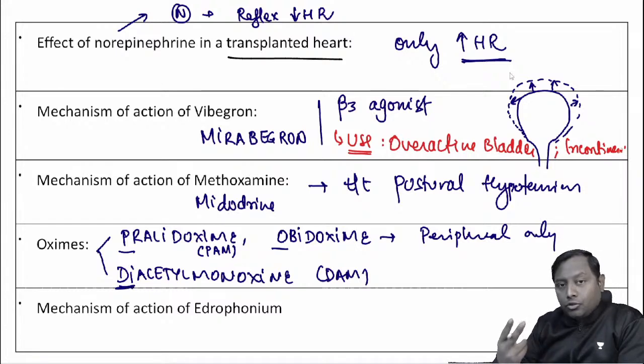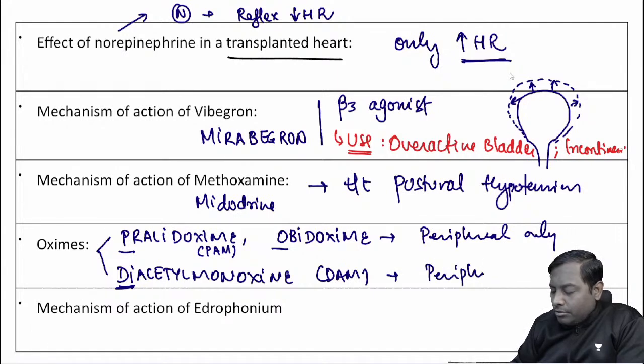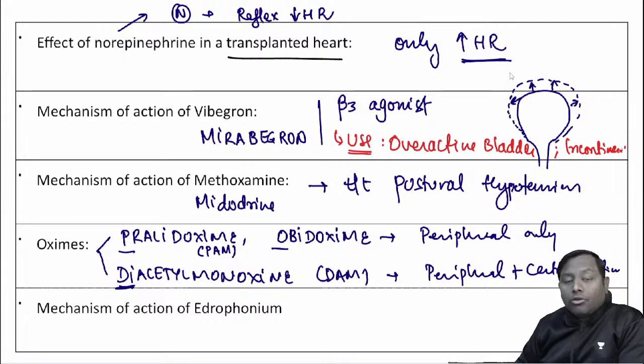Diacetyl, di means 2. या D से 2 याद कर लो. So they will have peripheral plus central action both. Peripheral plus central action both will be seen with the diacetyl monoxime.